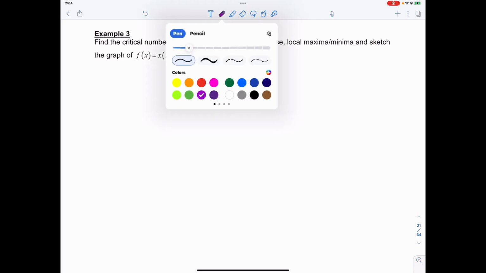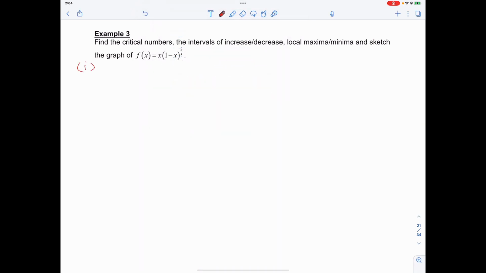So, the first thing, we're going to do the domain. And when I'm doing the domain, I'm going to remember that this is the same as x times the fifth root of (1 minus x) squared. Because it's not in the denominator and a fifth root can be zero, the domain in this case is just going to be x where x is a real number.